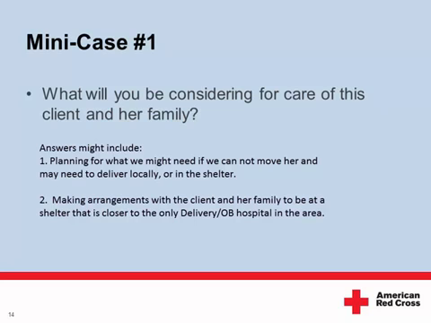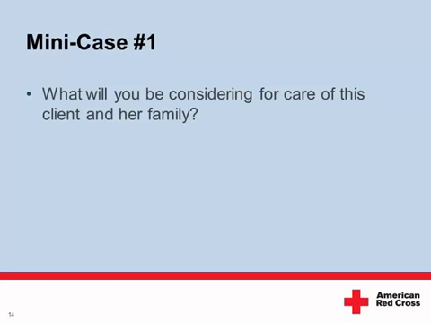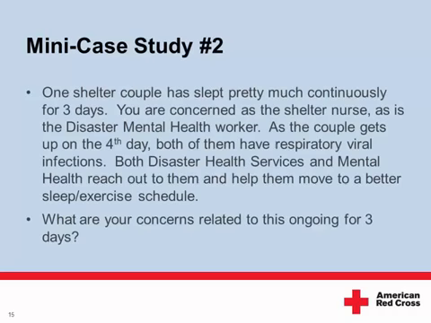The second thing you might be thinking is maybe we need to make arrangements with this client and her family to either move her to a shelter that is closer to the OB hospital that's 2 hours away, or perhaps find some living circumstances for her to be within range of the delivery hospital. There are no right answers to this question, but those are a couple answers that we came up with in our work. Let's go to the next slide and look at a mini case study number 2.